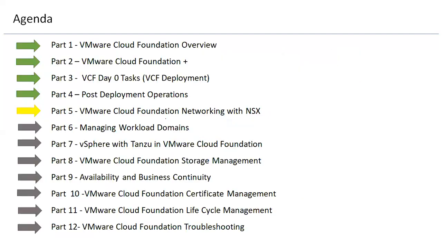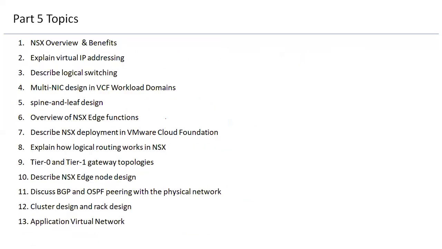VMware Cloud Foundation Networking. Well, today we are on Part 5, VMware Cloud Foundation Networking with NSX. We'll be talking about the key topics for this part: NSX overview and benefits, a brief overview of NSX and its benefits, explaining virtual IP addressing and how we access NSX through the virtual IP, describing logical switching and the multi-NIC design with VCF along with NSX, and leaf and spine topology design.